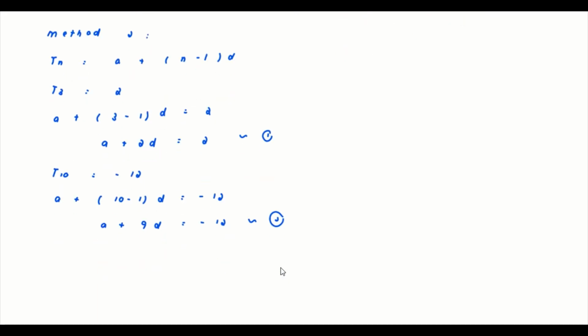Then I move on to the next one: I'm given the 10th term is negative 12. So same thing, A plus 10 minus 1 D will be equal to negative 12. So from here, I can get A plus 9D is equal to negative 12. That's the second equation. After I get this, I just solve the simultaneous equations. I'll use the second equation minus off the first equation, and that gives me 7D equals negative 12 minus 2, so 7D is negative 14. Then D is negative 2.